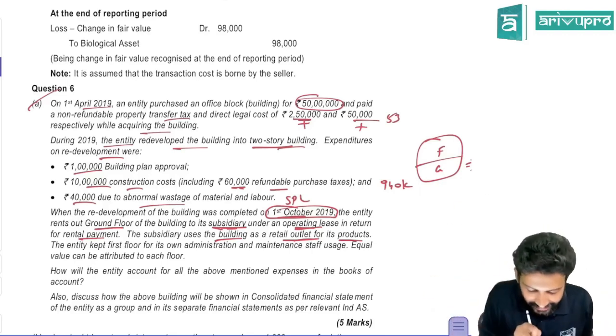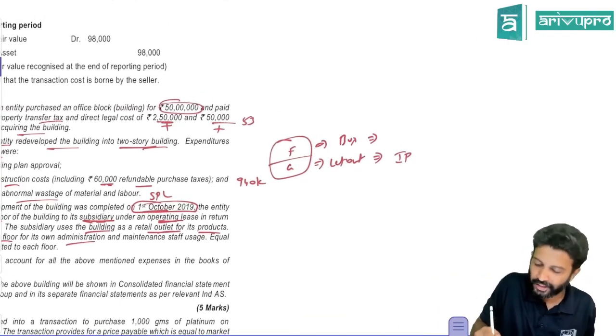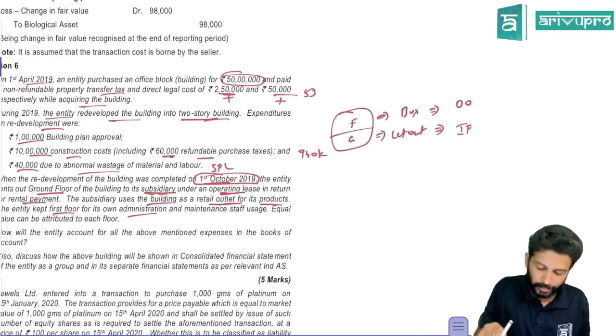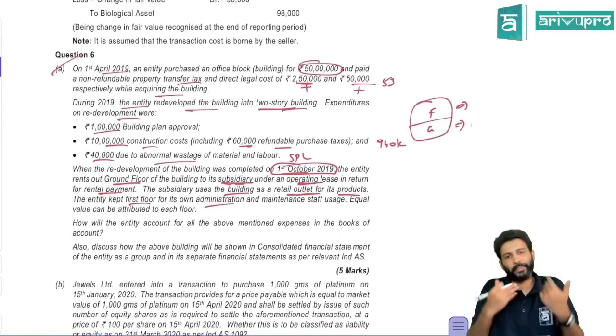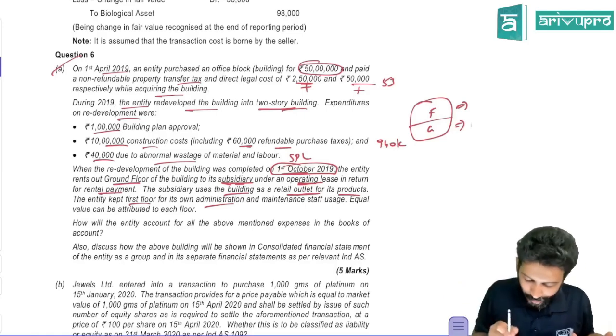All right. The entity keeps the first floor for its own administration. So the first floor, they're using for business purpose, administrative purpose. That means this will be owner occupied property. So for the first floor, there is no drama. They have not let it out. They're using it for their business purpose. So owner occupied property, obviously.